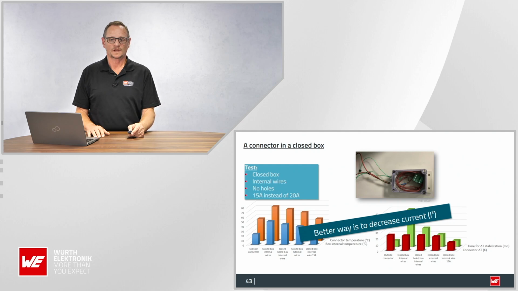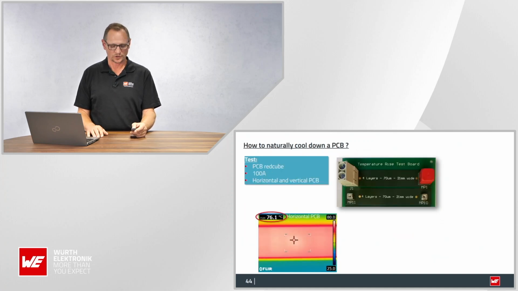Now, of course, a better way is to decrease the current. If you limit your current, then remember the I squared, or the current goes in the square factor. So if you slightly decrease, then your temperature will decrease even more. And another possibility, of course, is to use thicker wires.